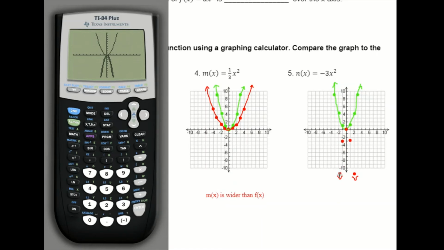Oh, that was kind of ugly. Let's try that again. Really hard to draw with a mouse, I've noticed. All right, I don't know if it's going to get much better than that.